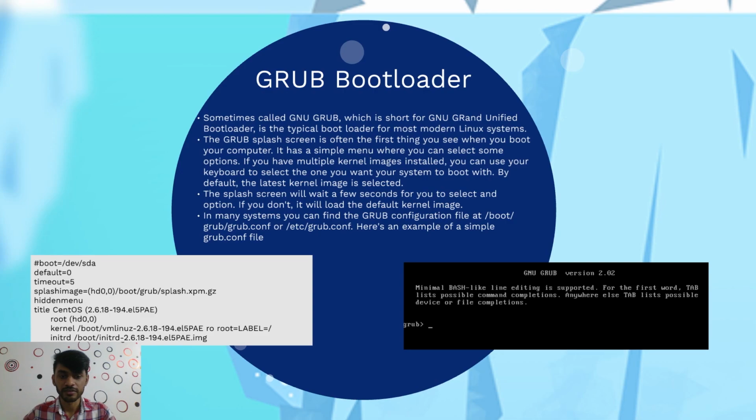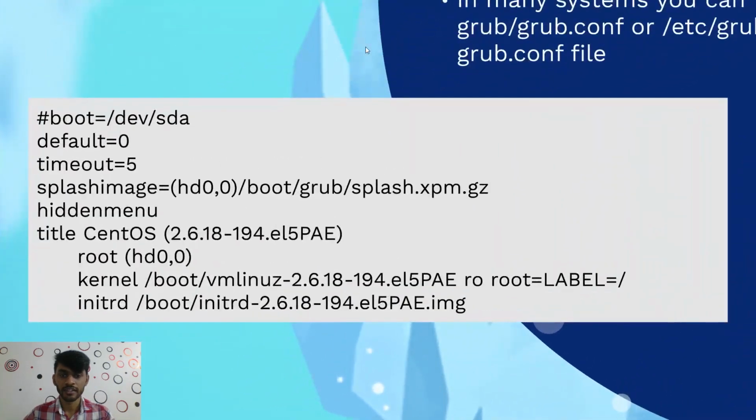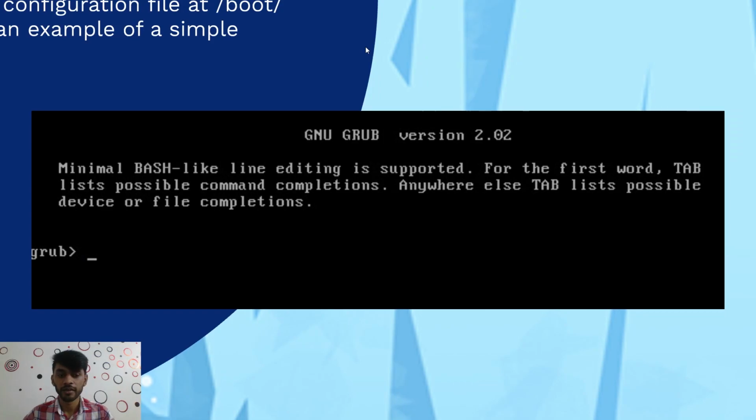In many systems, you can find the GRUB configuration file at /boot/grub/grub.conf or /etc/grub.conf. Here is an example grub.conf file. And this is how a GRUB menu looks like.